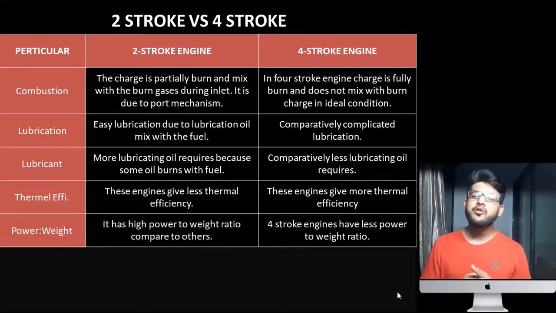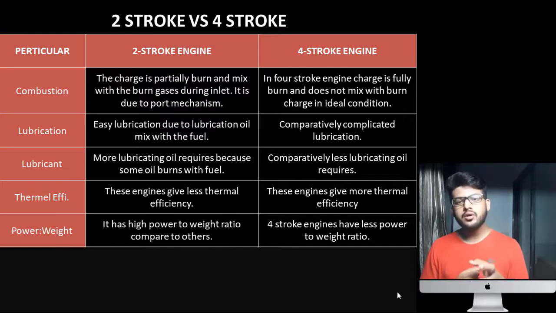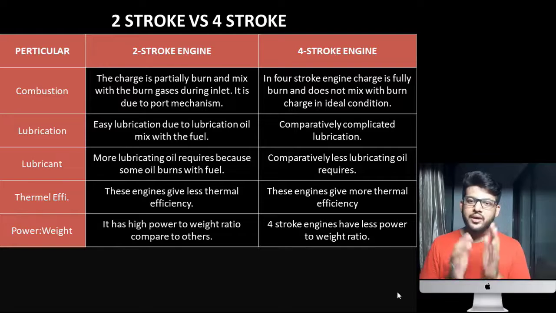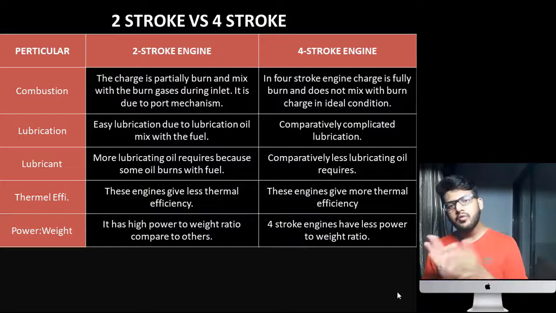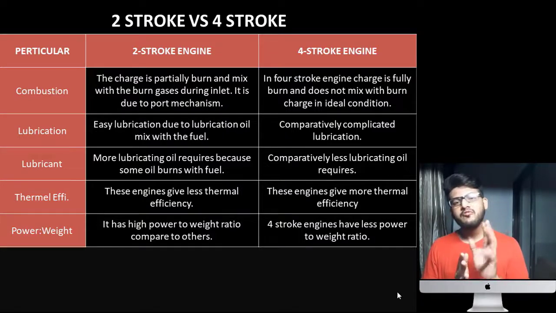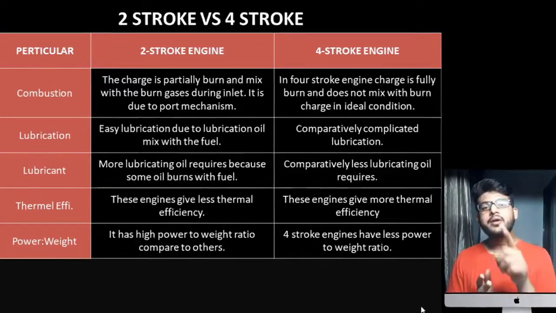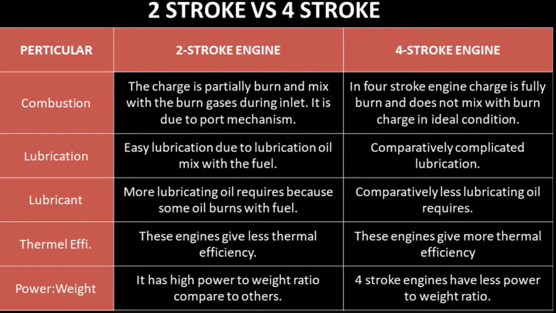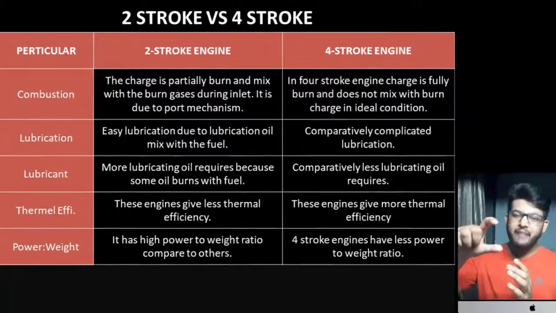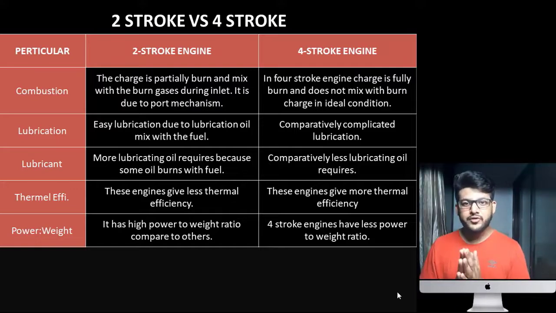Fine. Now there is power to weight ratio also. In two-stroke, you can understand that power is generated at every revolution. Simple. So all the volumes which are used will generate power. So the power to weight ratio is actually higher in a two-stroke engine and lower in a four-stroke engine. Simple. Because we are getting one power stroke at one revolution in two-stroke, and we are getting one power stroke at two revolutions of the crankshaft. So in that case, the power to weight ratio will be lower in four-stroke engines.